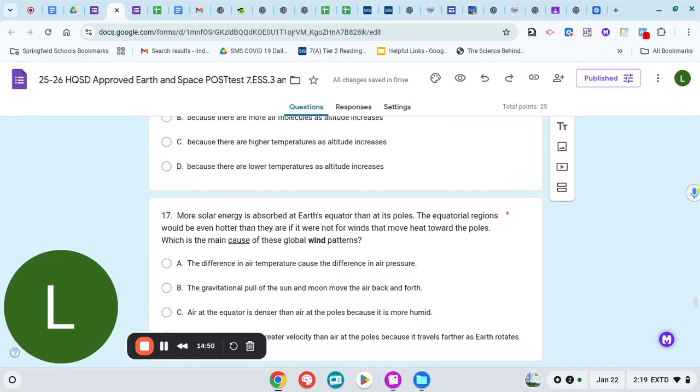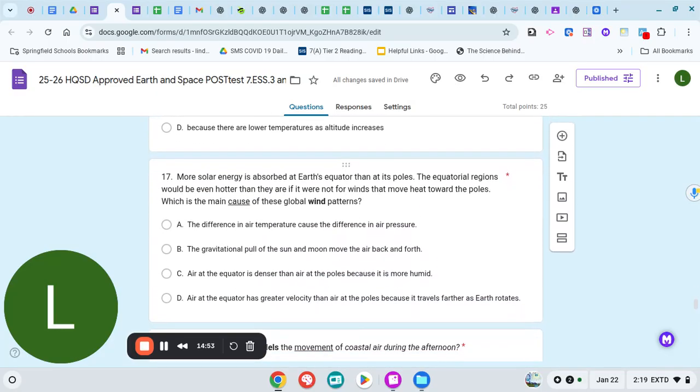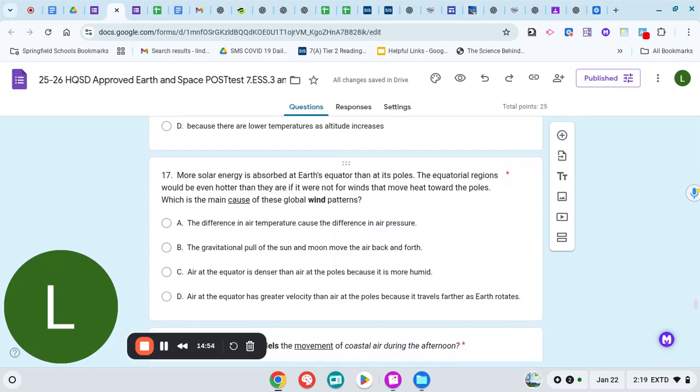(17) More solar energy is absorbed at the Earth's equator than at the poles. The equatorial regions would be even hotter than they are if it were not for winds that move heat from the equator towards the poles. What is the main cause of these global wind patterns? What causes the global wind patterns?